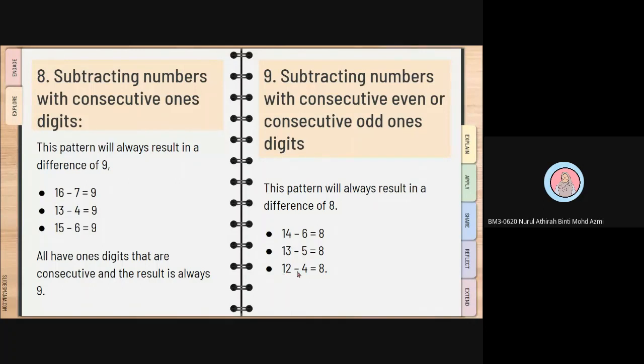Okay, 12 minus 4: 2, 4. We know that 2, 4 is even numbers. So when we see an equation with this 2, 4, we can always get 8. You understand or not? If you don't understand, I will repeat again. Okay, that's all from us. Thank you.